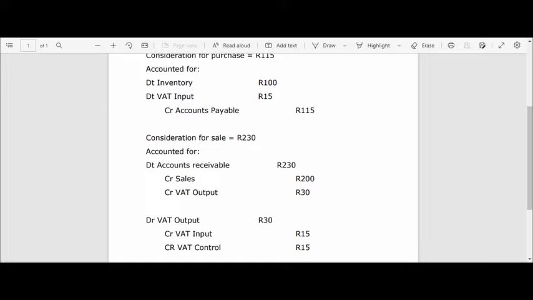So we're saying at the end of all of that closing transaction, we end up with that output with a zero balance. We end up with that input also with a zero balance because we're starting a fresh VAT cycle, that period. But we are left with a VAT control account with a credit balance of 15 rands. So what I'm asking here is, what does that represent?